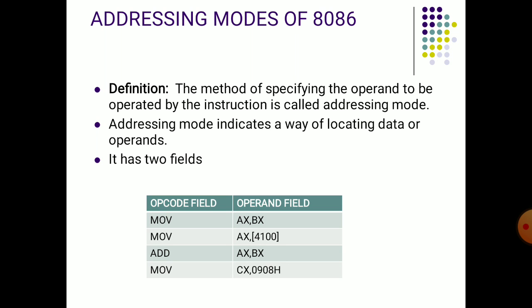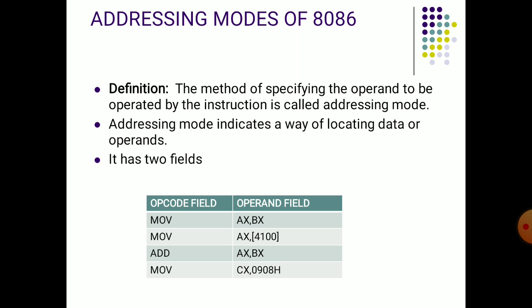The opcode field is the type of operation to be carried out by the processor. Whether you want to perform the move operation, or the addition operation, subtraction operation, or loading operation, whatever operation is to be operated by the instruction is called the opcode field. But the operand field is in the form of either registers or memory or immediate data or empty.